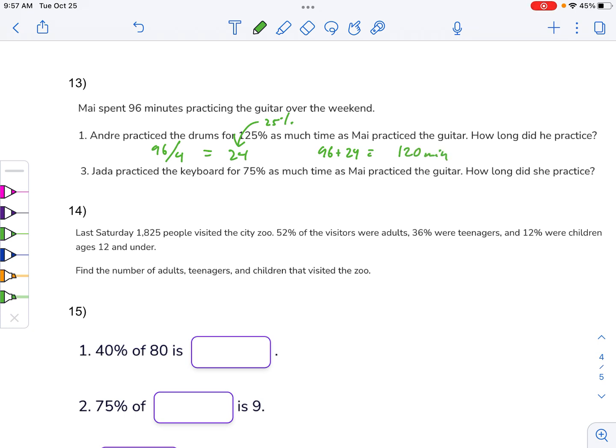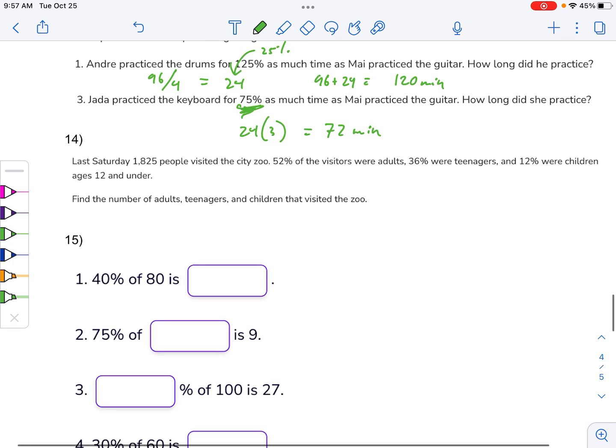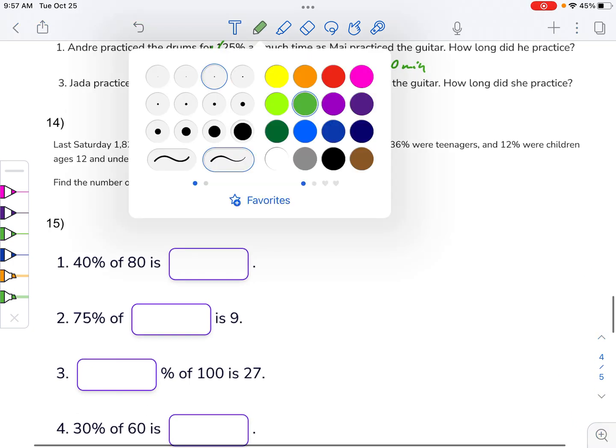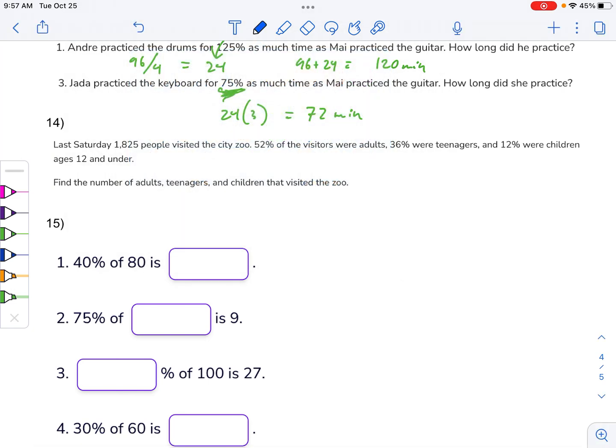Okay, Jada practiced the keyboard for 25%, or 75% of that. Okay, so I'm gonna take my original 25%, which is 24, and I need 3 of them to get me up to that 75%. And that's 72 minutes. All right, yeah. I'm turning it into things that help me solve this. So let's do this one.